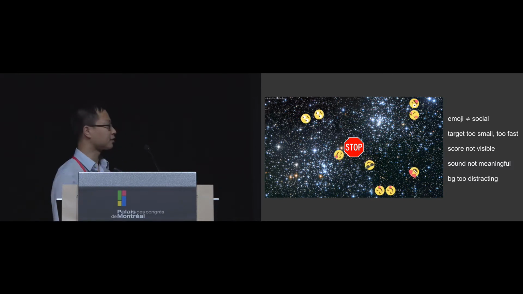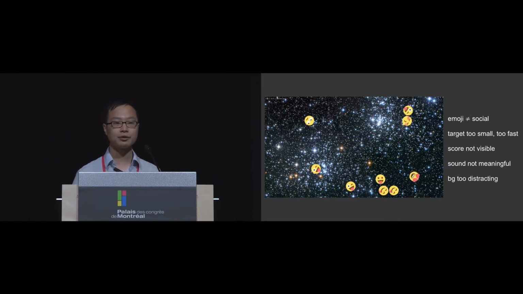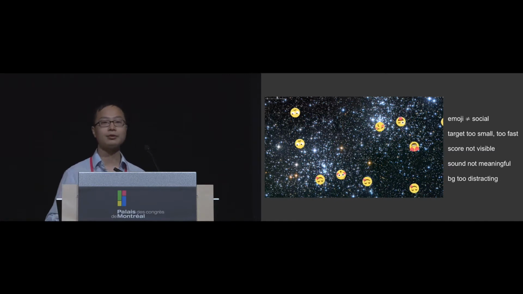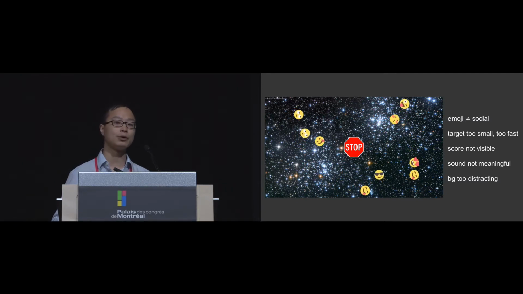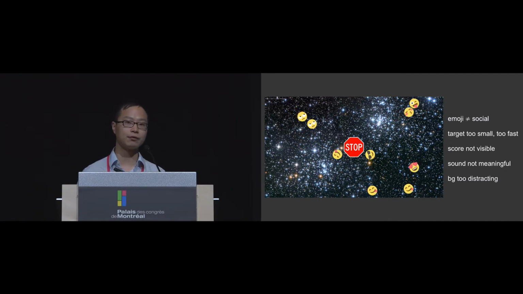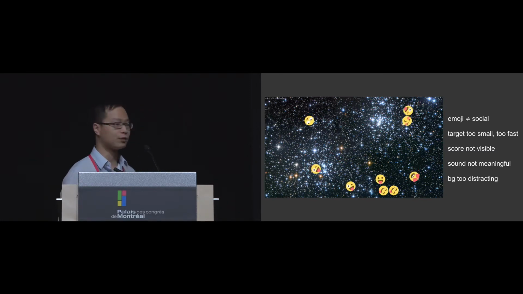And second, the target is so small. It's very similar to the normal iPad games you download from the App Store. But young children usually have deficits in fine motor skills. We don't want this to influence them. So we need to make the target larger and make them move slower.